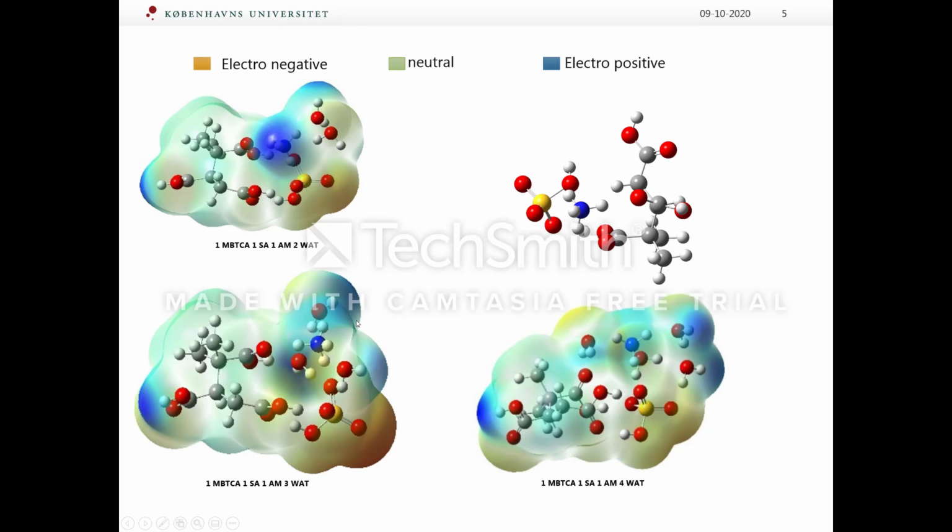And by adding more water molecules into the system, when we have three water molecules on the left side down at the bottom, they are also placed around ammonia, but at 4 water molecules on the right side, we see that the 4th water molecule is placed between our MPTCA and our ammonia. And we can see that around ammonia it becomes less and less electropositive as we add more water molecules around the system, but the hydrogens from the water molecules still act as electropositive areas.